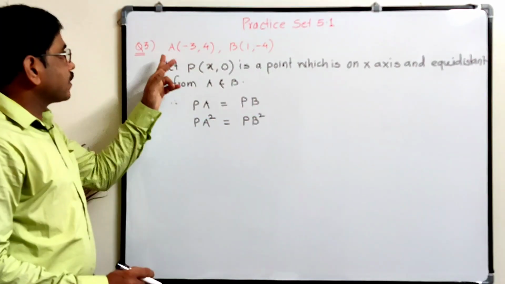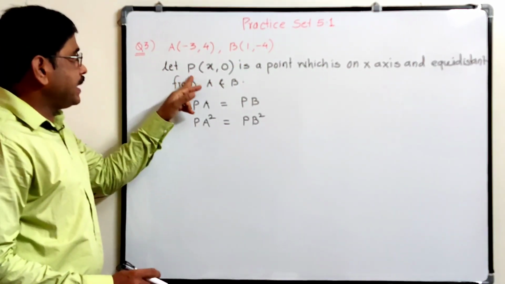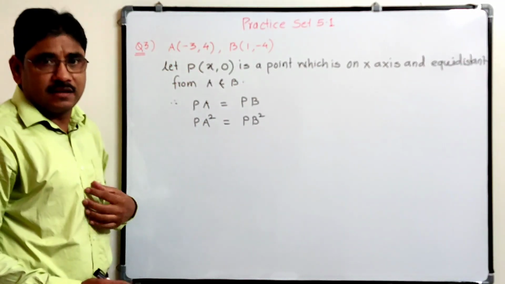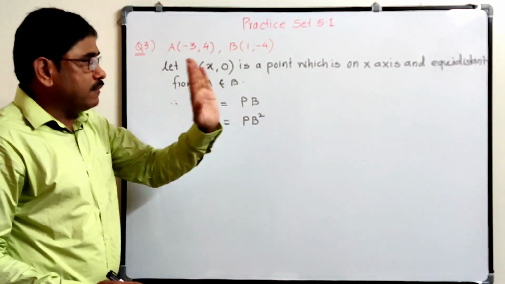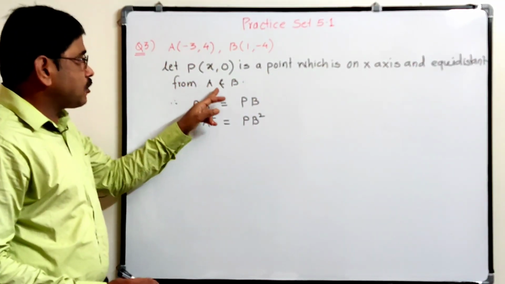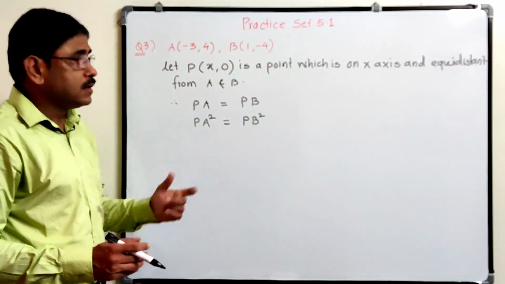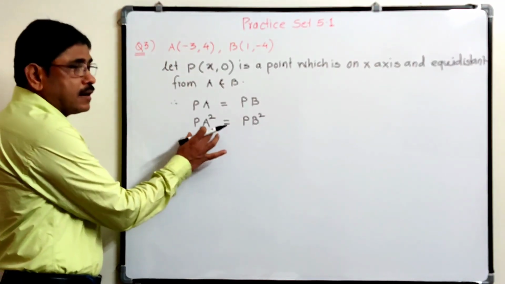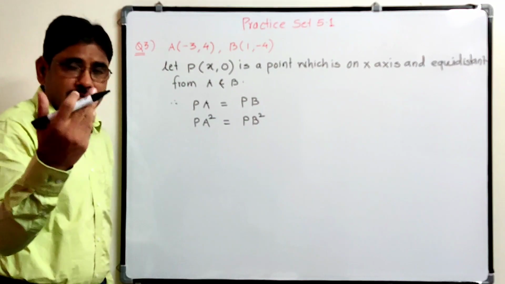Now A, B, these 2 points are given. Let P(x, 0), why 0? Because it is on the x-axis. So y coordinate must be 0. P is a point on the x-axis and which is equidistant from A and B. Equidistance means distance PA equals distance PB. So squaring, we get PA square is equal to PB square. Now PA square, what is the formula? (x2 minus x1) square plus (y2 minus y1) square.